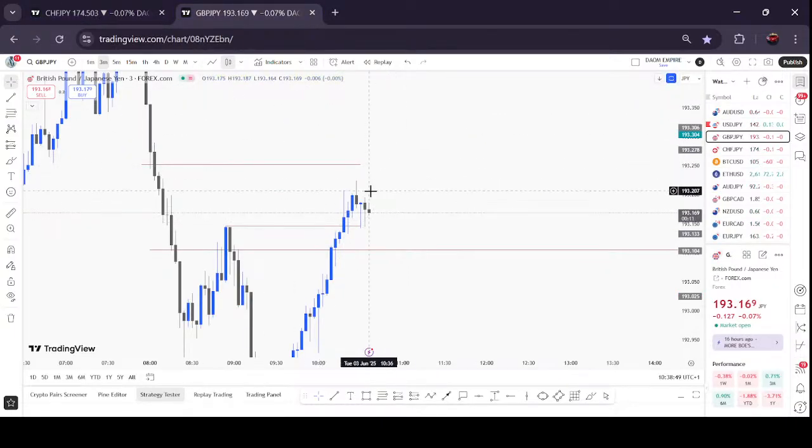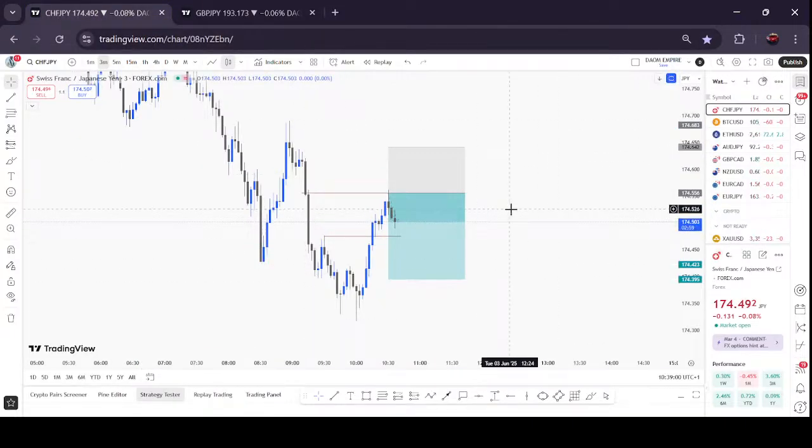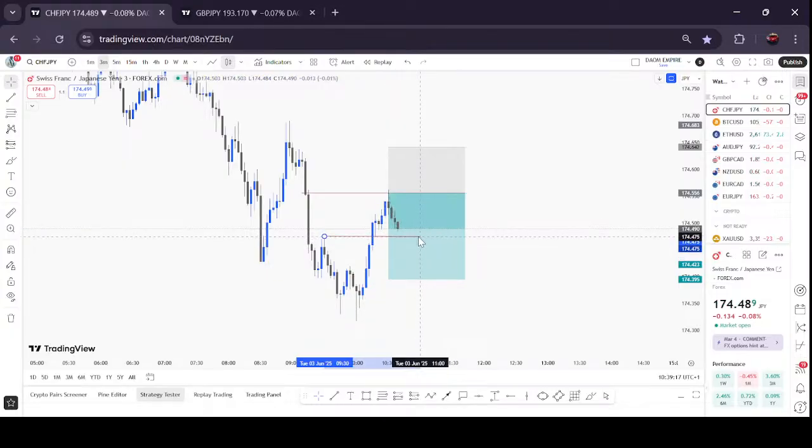GBP JPY is just still playing around here, but I would like it more if it traded above here, then we'll look for our entry. CHF JPY is still running in profit. Nice one. Remember, guys, I said I'm going to add more position once this level is broken. I'm going to add one more position, ladies and gentlemen.